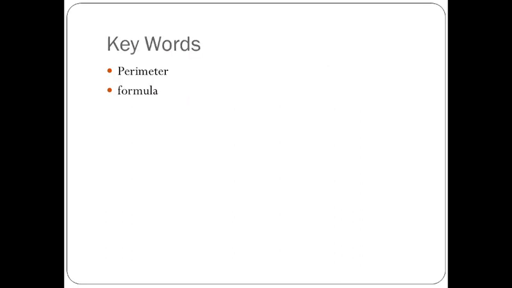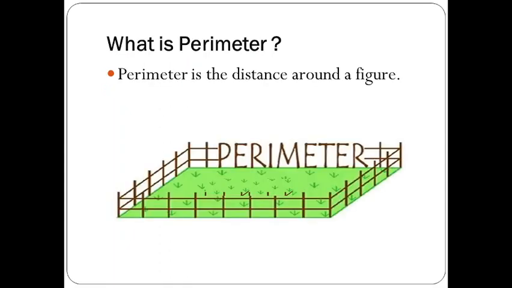Keywords: perimeter and formula. What is perimeter? Perimeter is the distance around a figure. It's the boundary of a figure. You can see here the fencing around the garden, this green garden. This is the perimeter for this garden.